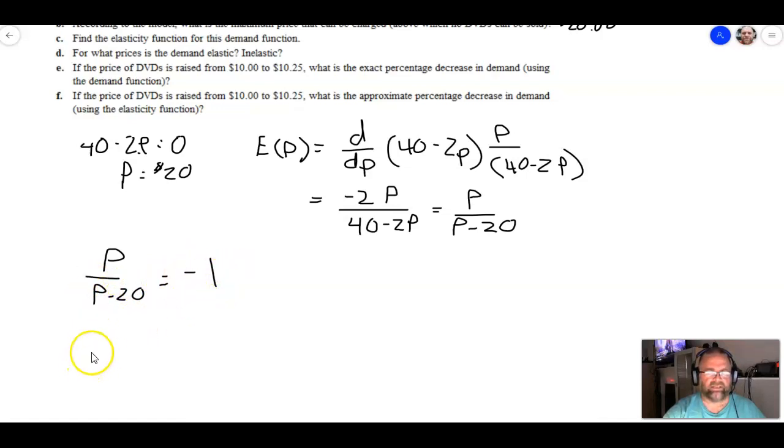Multiply both sides by p minus 20, and you're going to get p is equal to 20 minus p. Solving for p, we add p to both sides and divide by 2, and you're going to get p is equal to 10. So this means that if the price is between 0 and 10, then our elasticity is going to be considered inelastic. And if the price is greater than 10, then it's going to be considered elastic.